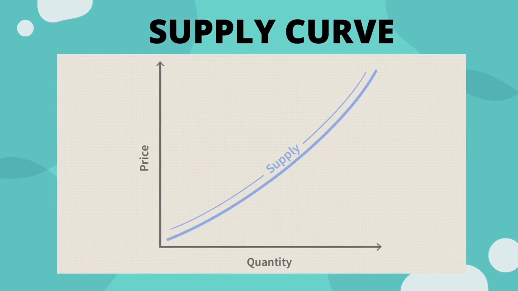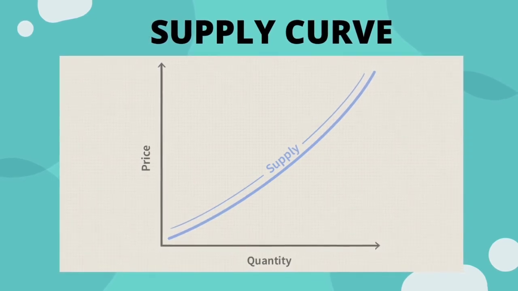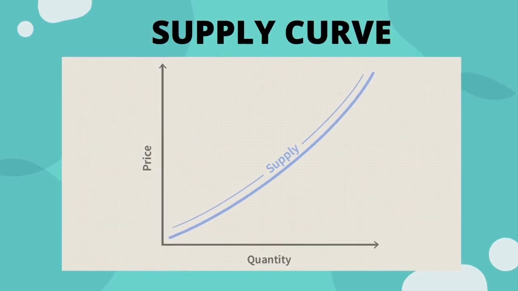Supply curve. Supply curve is a graph showing the relationship between price and the quantity of that commodity supplied. In other words, a supply curve can be defined as a graphic or diagrammatic representation of a supply schedule. A supply curve is derived from a supply schedule. This is shown in the example.